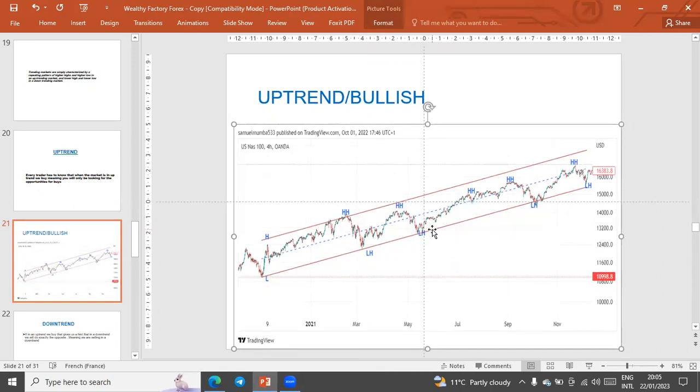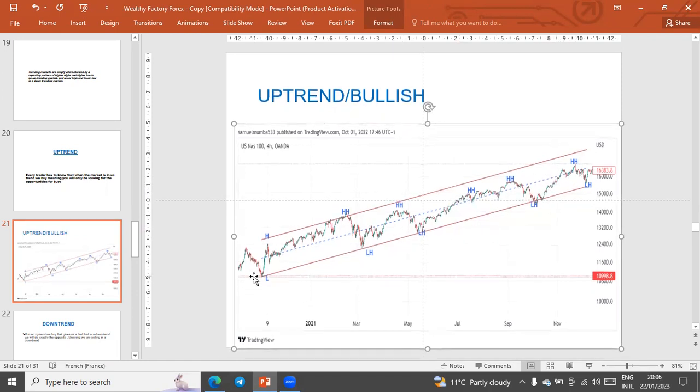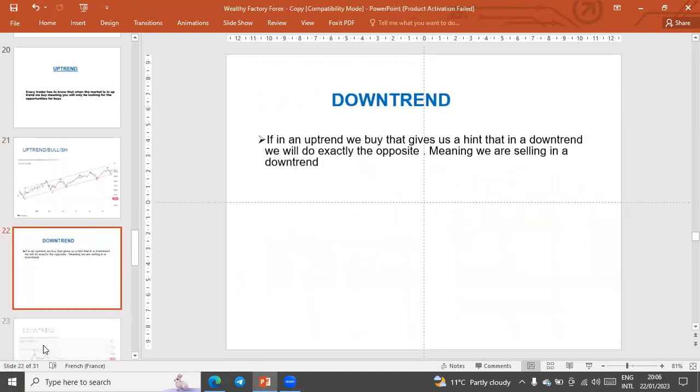So if the market is supposed to make the next low from here, then the low is supposed to be higher than this low here. Then we are going to say the market is in an uptrend. Then we have a downtrend, what we call a downtrend here.